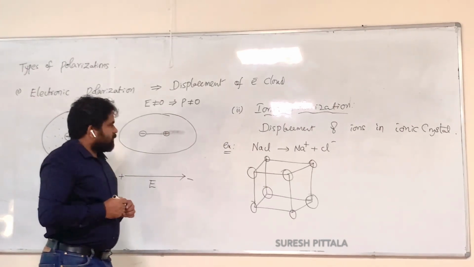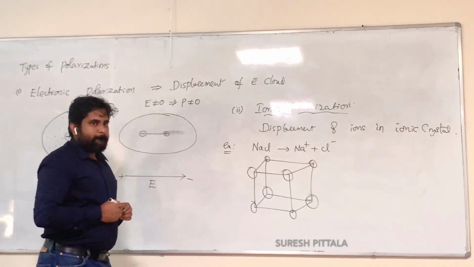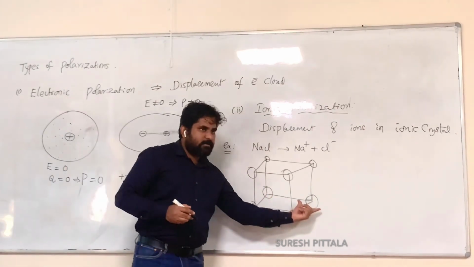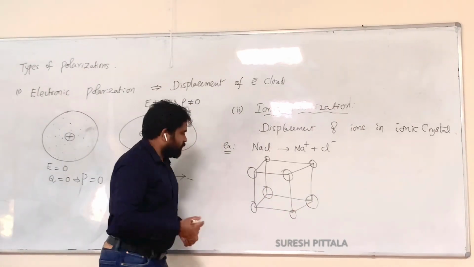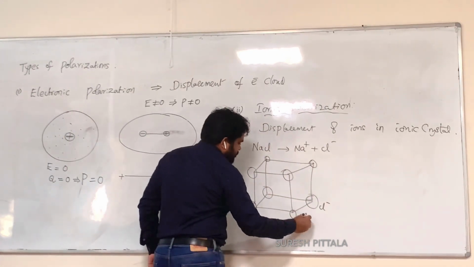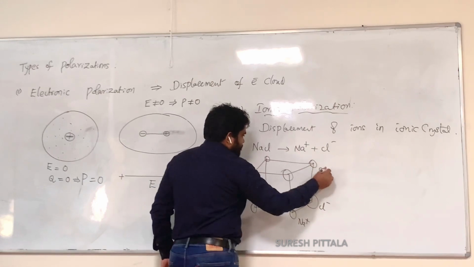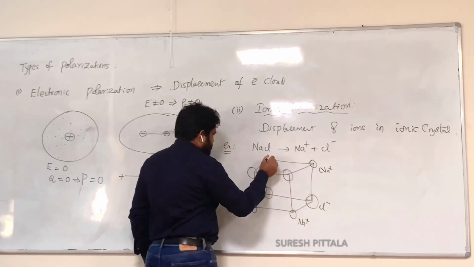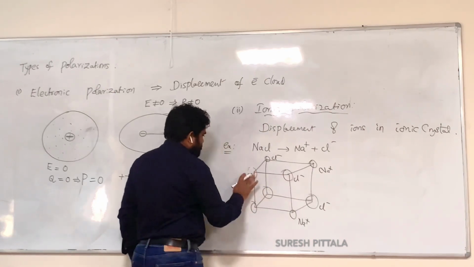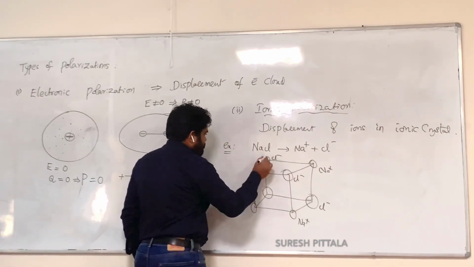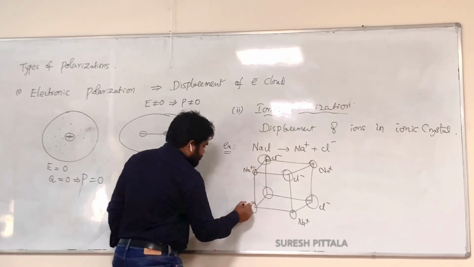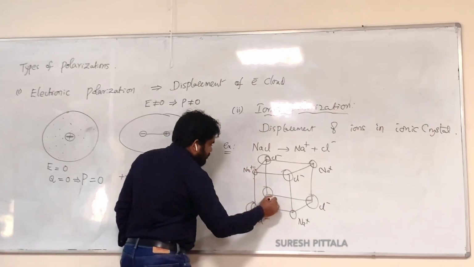Which is bigger, Na or Cl? Cl is bigger itself, so the bigger one means the mass is more. So I say it is Cl minus. Next one is Na plus. Then it should be Cl minus, which should be bigger, and Na plus, which should be smaller.